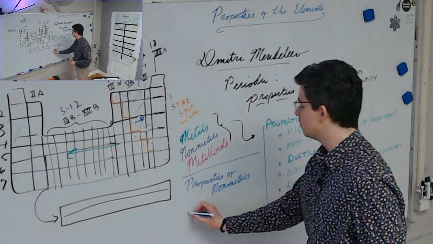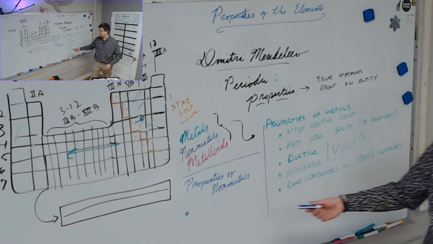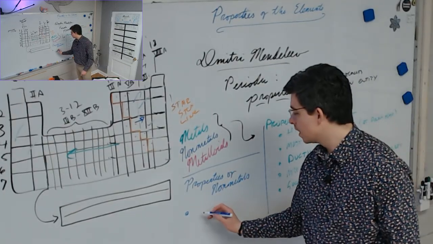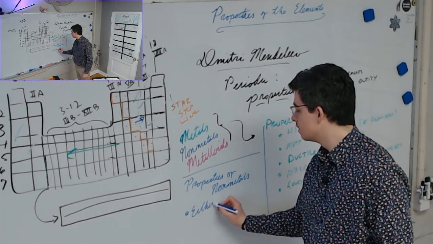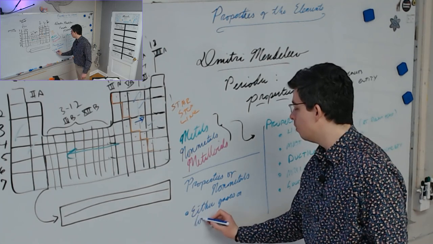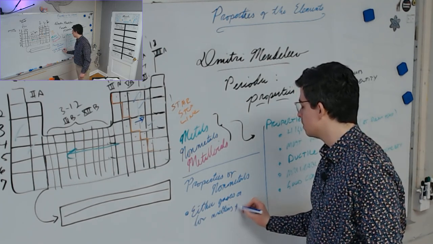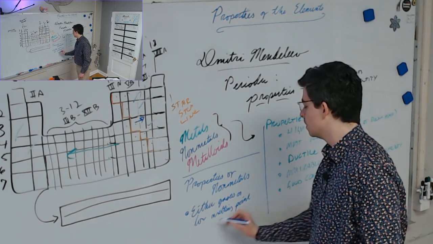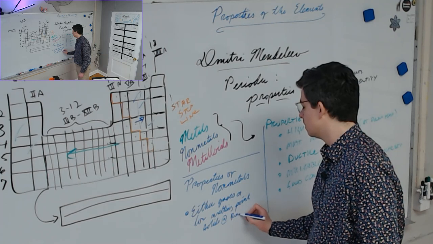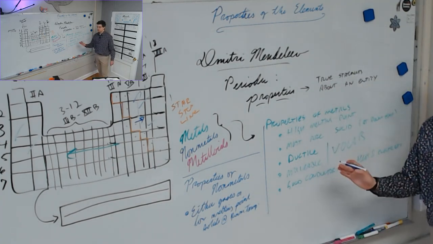Let's just go down the list of metals and we'll contrast them. So if metals had a high melting point, what's probably true of nonmetals? Low melting point. And we're going to write it this way. We're going to write either gases or low melting point solids at room temperature. So when things are room temperature, nonmetals are either gases.